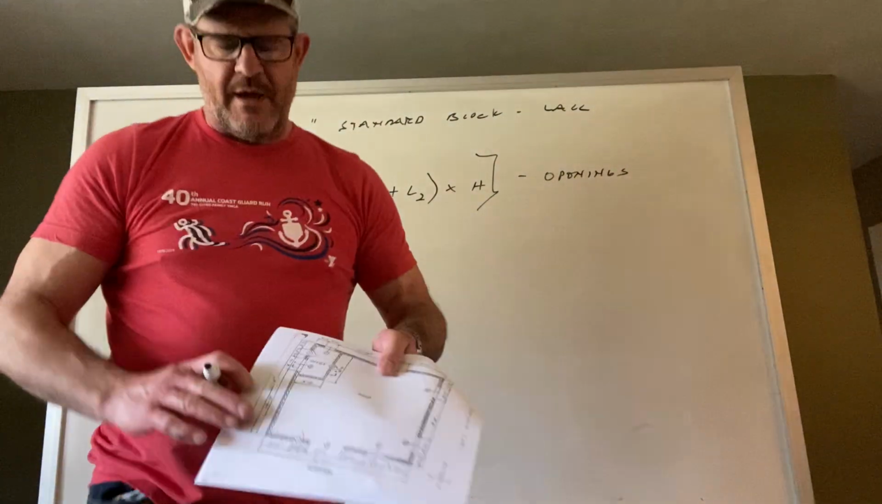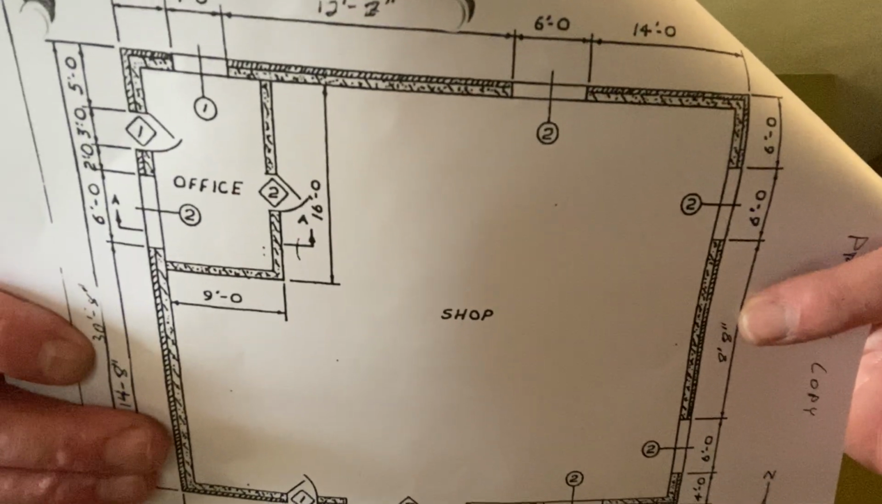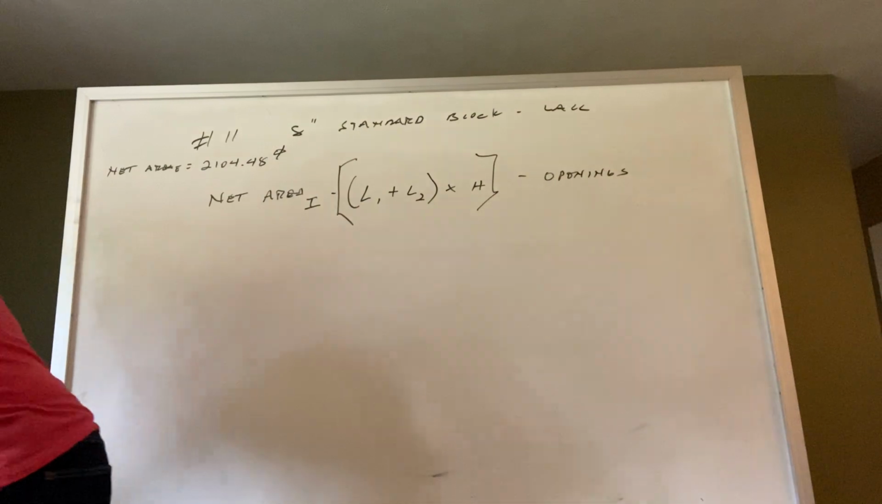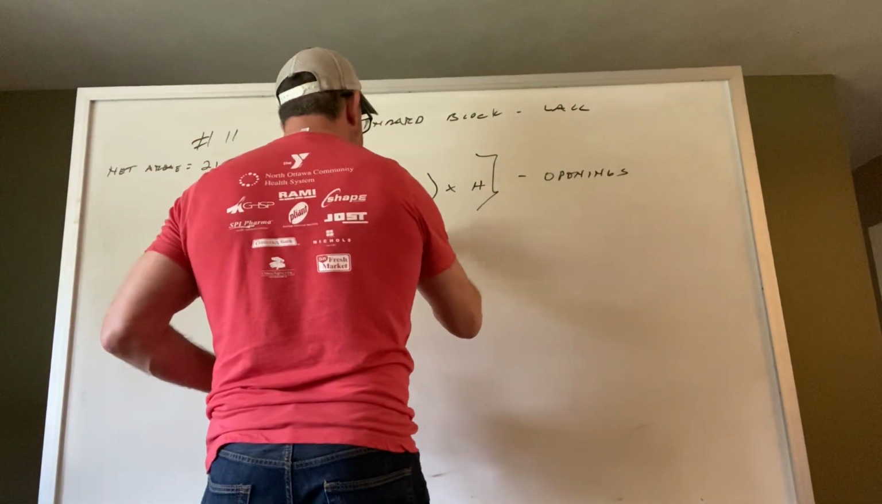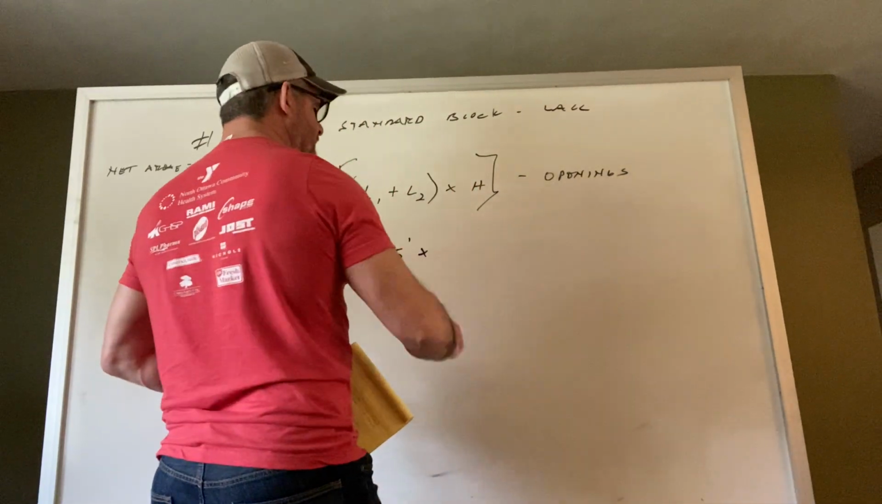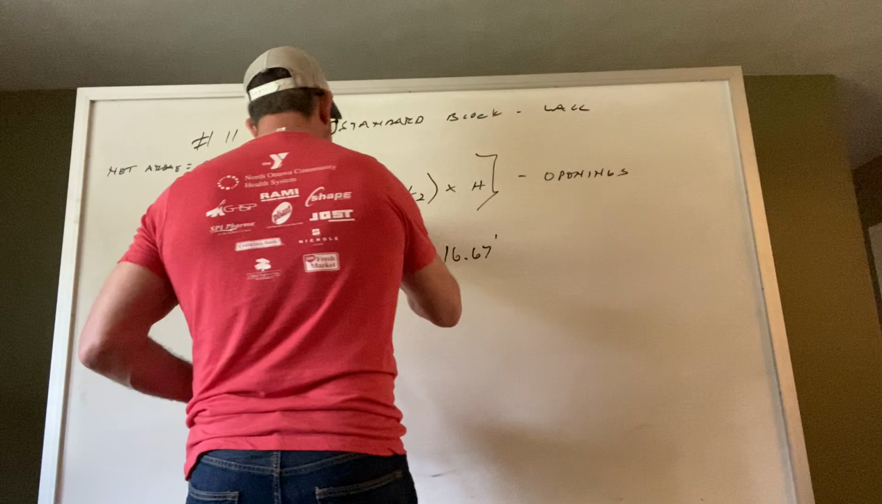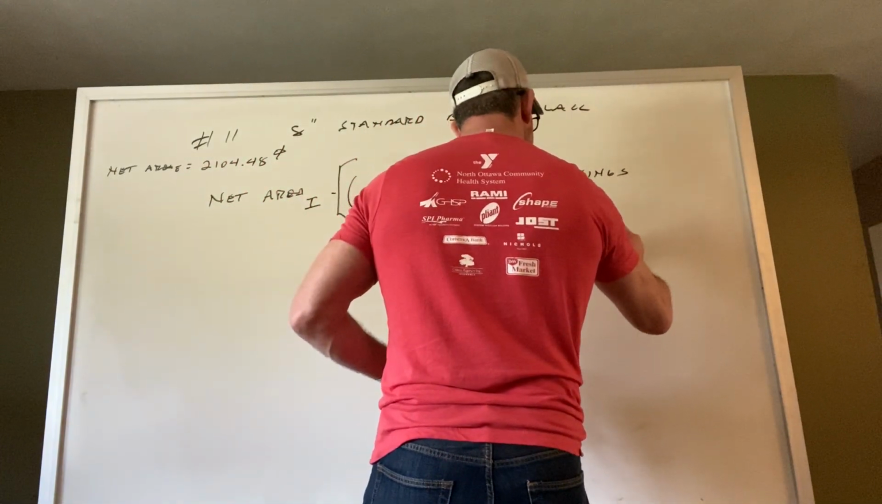Again, I have to determine from the outside corner of my interior wall. If I look at my floor plan, the numbers I want are right there, 16 plus 9. 16 foot and 9 foot. All right, so 16 plus 9 is 25 feet. So I have 25 feet times my height. I just saw that, 16.67 feet. That minus my openings.